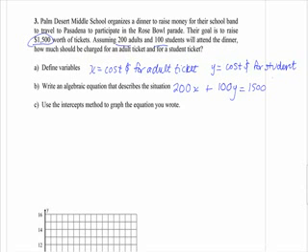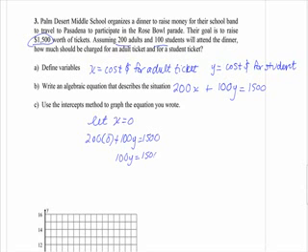The next part says to use the intercepts method to graph the equation. So just like we did before, we're going to say let x equal 0, plug in 0 for x, and solve for y. Obviously dividing each side by 100, we get y is 15. Write that as a coordinate.